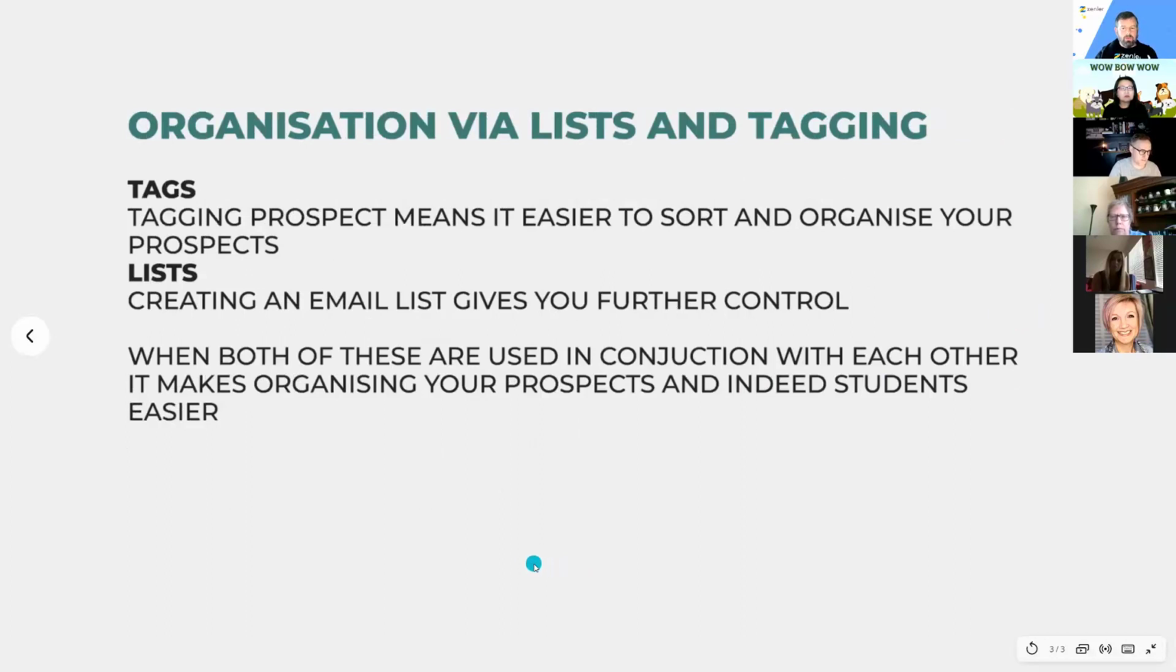So organization via lists and tagging. I've already covered this, but tagging prospects means it's easier to sort and organize your prospects. So that's your leads coming into the site. Lists, creating an email list gives you further control. So when you use both of these, you've got lots and lots of control of that. So that's the intro. This is what we're doing. So intro to forms, and we've done the demo.